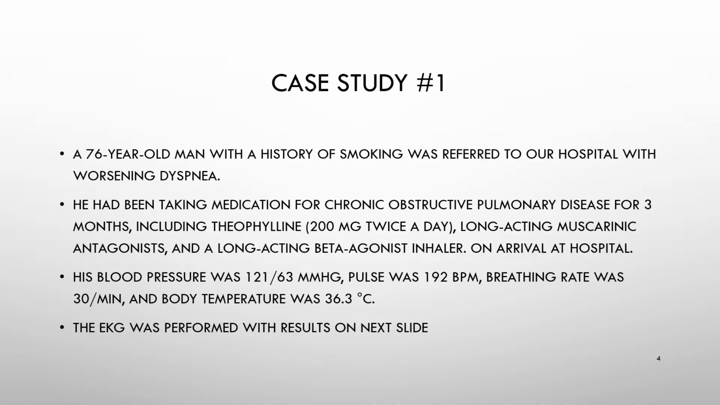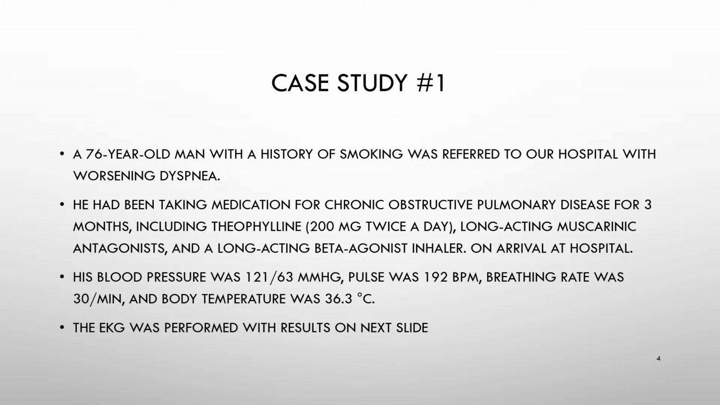Our first case study is about a 76-year-old man with a history of smoking who was referred to our hospital with worsening dyspnea. He's been taking medications for chronic obstructive pulmonary disease for 3 months, including theophylline, at a dosing of 200 milligrams twice a day, a long-acting muscarinic antagonist, and a long-acting beta-agonist inhaler.